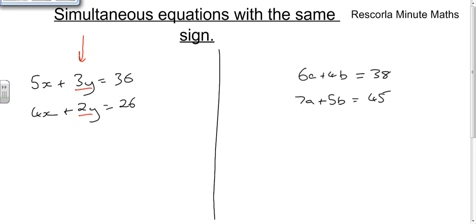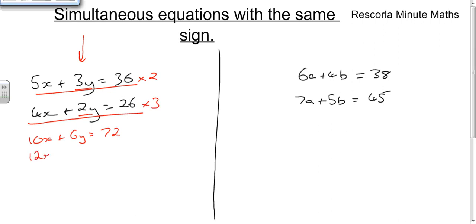So what I need to do is make the first equation something with 6y. So I've got to double it. And if I double it, I'm going to get 10x plus 6y equals 72. Now I need to get the bottom one equaling 6y. If I double that, it's going to be 4y. If I treble that, that's going to be 6y. So that's going to be 12x plus 6y. 3 lots of 26 is 78. So then I've got 12x plus 6y is 78 and 10x plus 6y is 72.